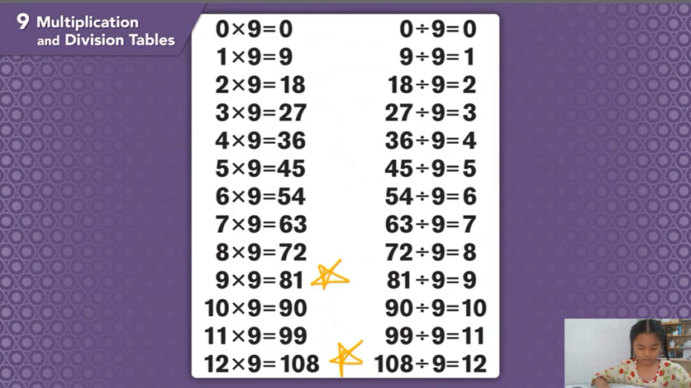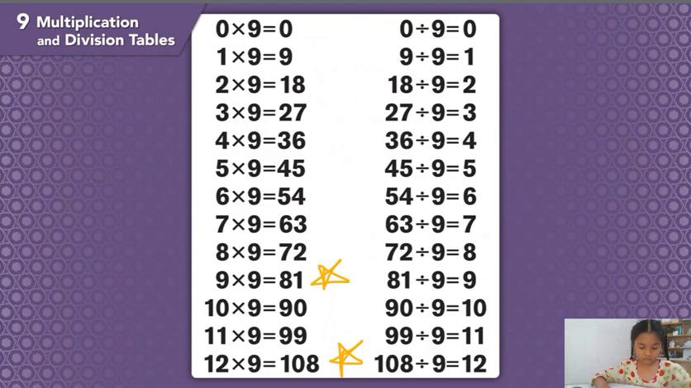7 times 9 equals 63. 8 times 9 equals 72. 9 times 9 equals 81. 10 times 9 equals 90. 11 times 9 equals 99. 12 times 9 equals 108.